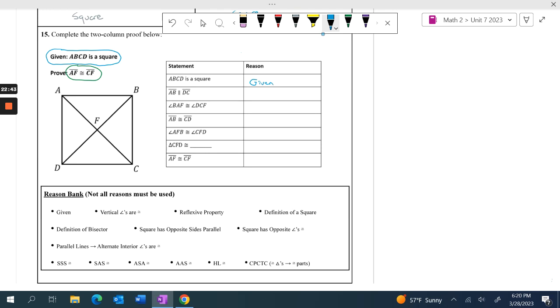Okay, statement number 2 says that side AB is parallel with side DC. So I'm going to go ahead and mark that with the arrows. And then I'm going to choose the reason. How do I know that AB is parallel with DC? Well, obviously it's not given. So I have to go down to my reason bank and I have to pick which one of these answers, and it would be this one right here.